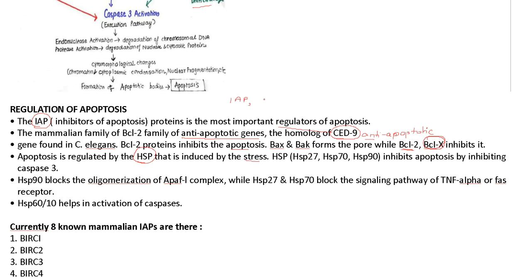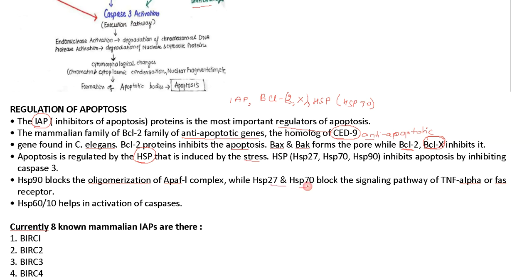So what are the inhibitors of apoptosis? IAP, then BCL2, BCLX, then HSP. HSP90 also blocks the oligomerization of APAF1, inhibiting the intrinsic pathway.